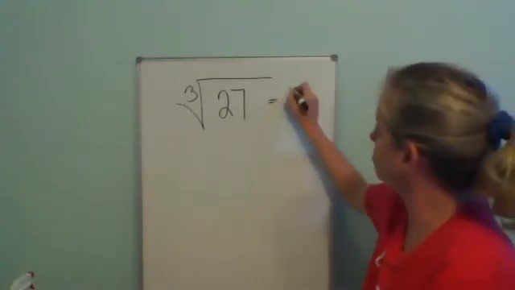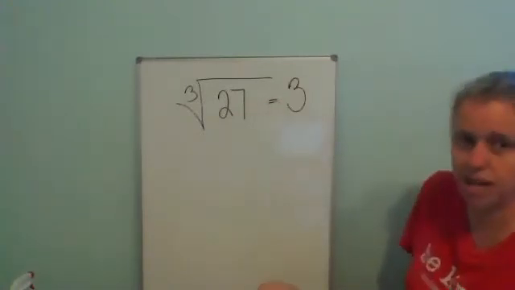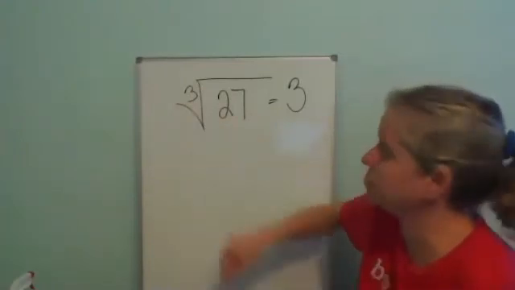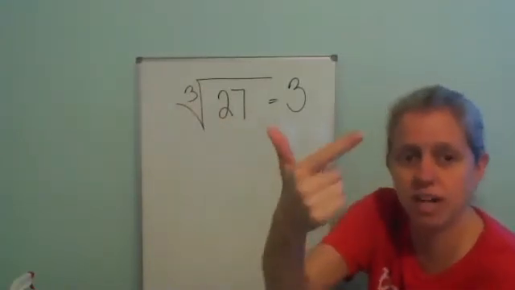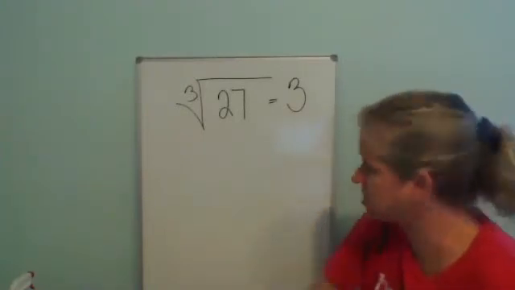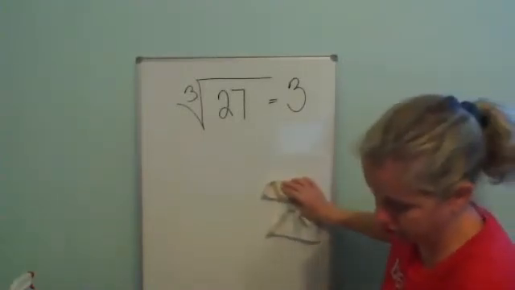So that answer would be 3, which is telling me what? What does that mean? 3 times itself 3 times should be 27. Well, 3 times 3 is 9. And then 9 times 3 is 27. So that's why 3 is your answer there.